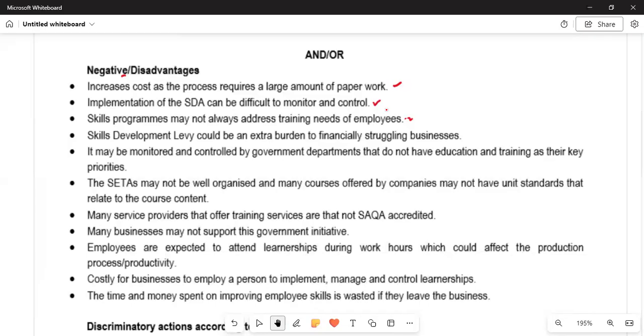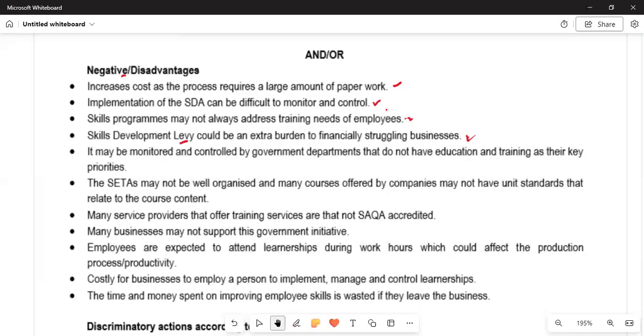Also, the skills development levy could be an extra burden to financially struggling businesses. Those businesses that are struggling, this levy that they are to pay to the sector is very much a problem, because they now have to part ways with their income to pay that levy, and their profits are not even okay. That is why we are saying it's a disadvantage.